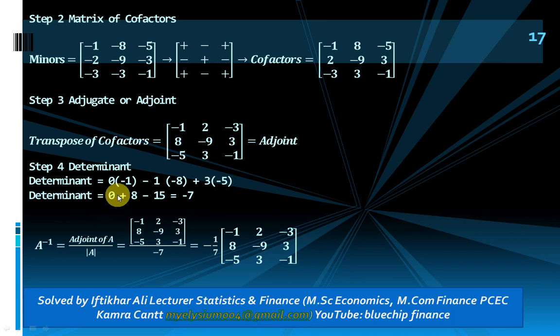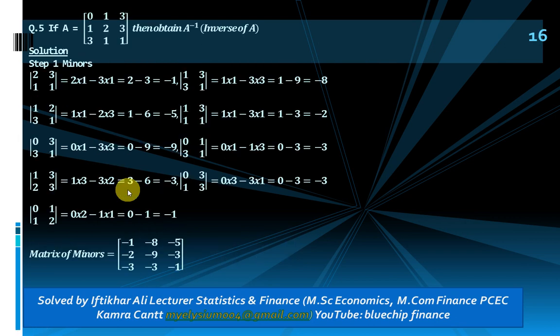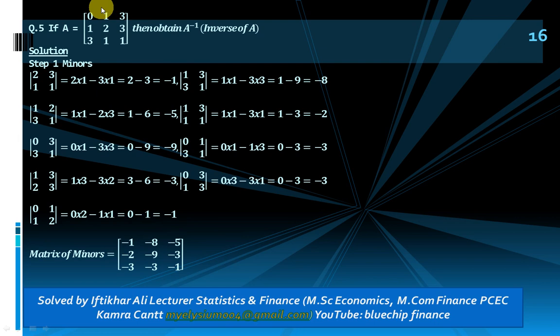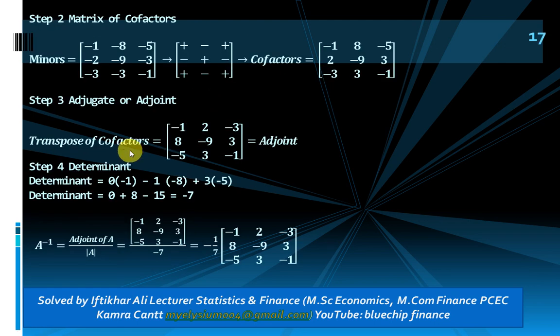So here we calculate that. It is already calculated here, but I can tell you about the method. First take 0 and eliminate the row and column in which 0 is, so this row and column will be eliminated, and 2 multiplied by 1 minus 3 multiplied by 1, which will be equal to -1. After that, place the minus sign.